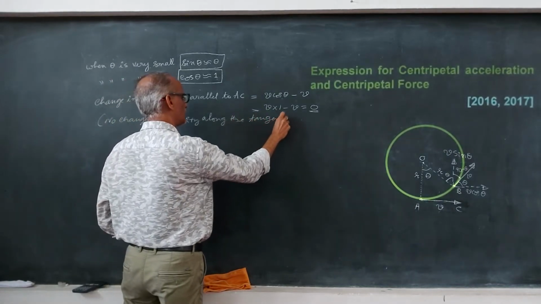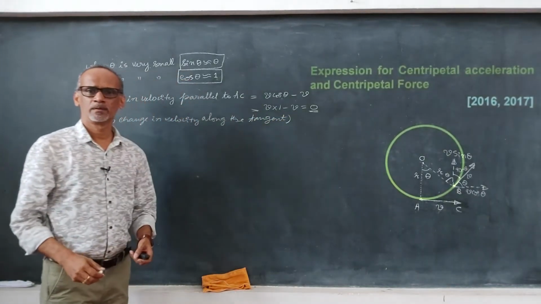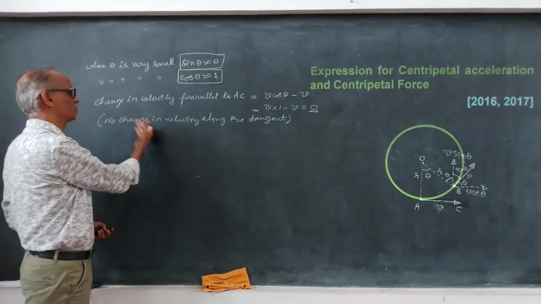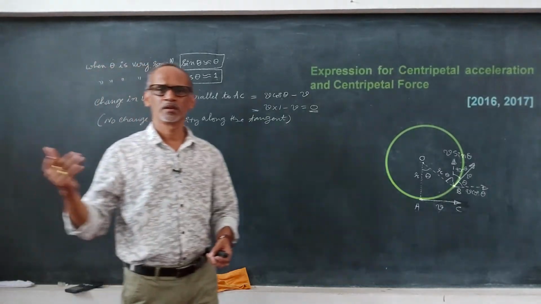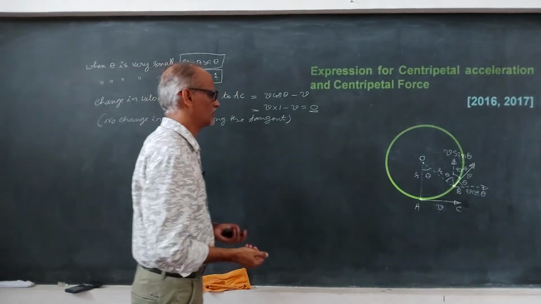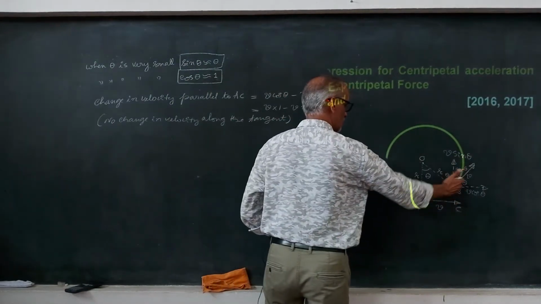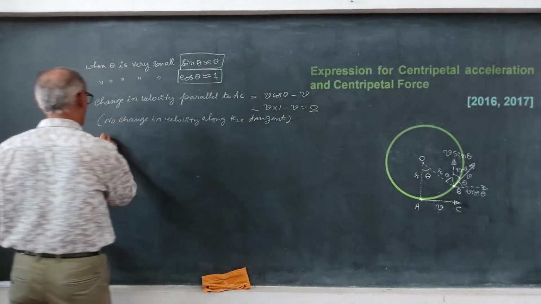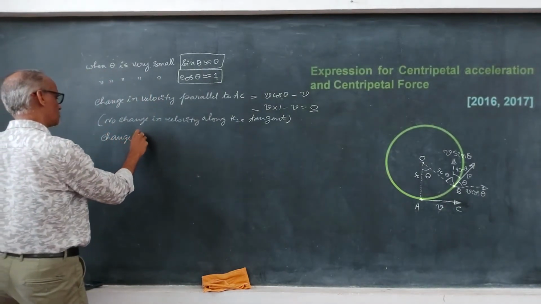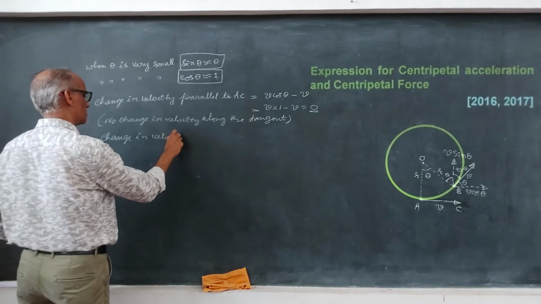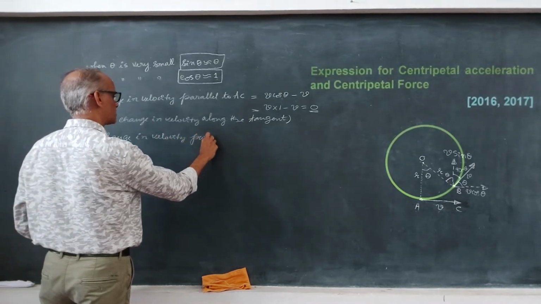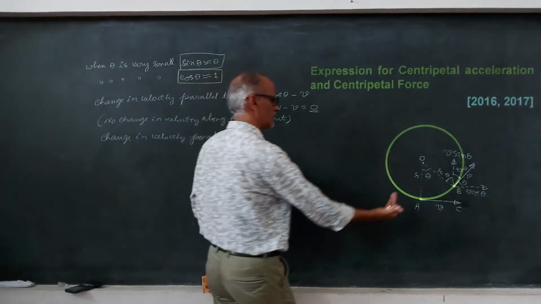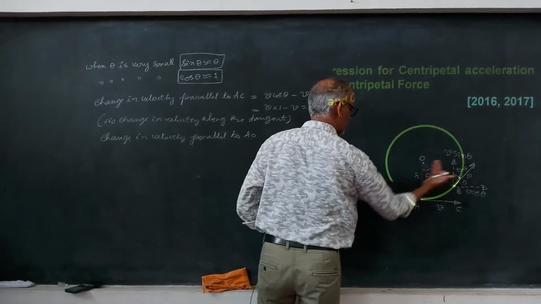If there is no change in velocity along the tangent, that means there is no acceleration, because what is acceleration? It is the rate of change of velocity. Therefore, there is no acceleration along the tangent. Now, what is left? This vertical velocity is left, correct? So now let us write change in velocity parallel to AO, okay?